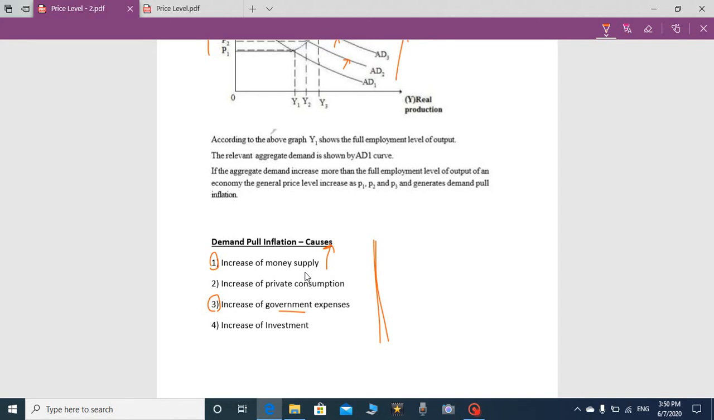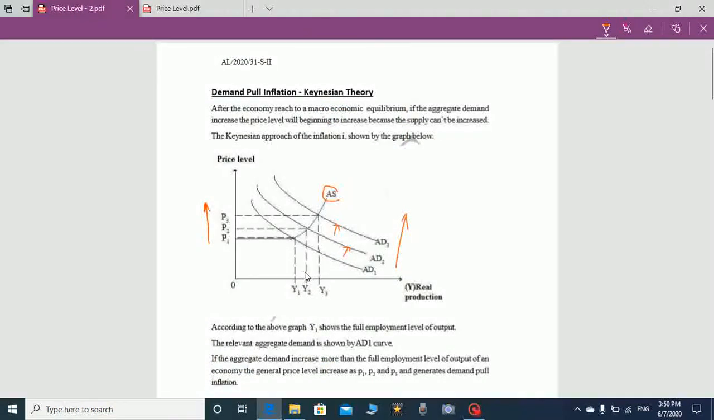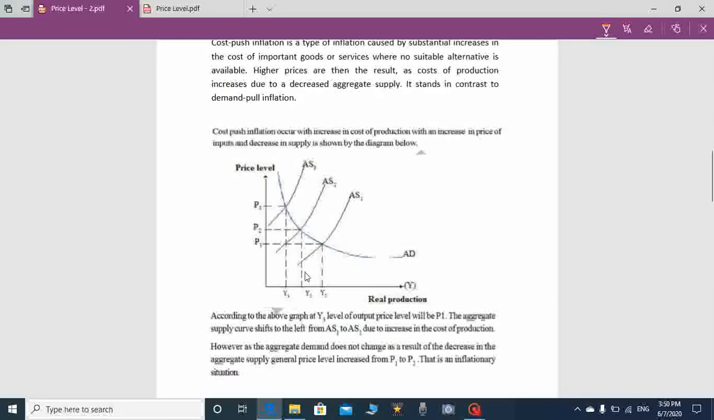Therefore, what are the main 4 reasons for the demand pull inflation? Increase of money supply, increase of private consumption, and government expenses increase, right? This situation we known as what? Demand pull inflation. Then there is another type of inflation.